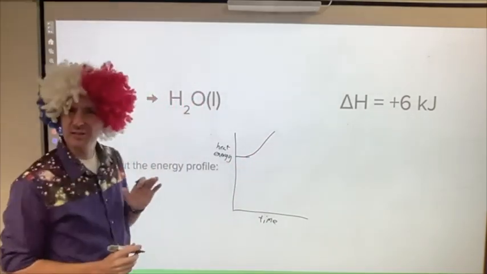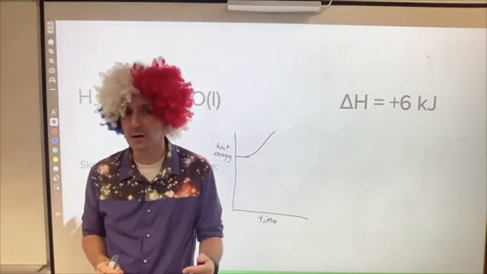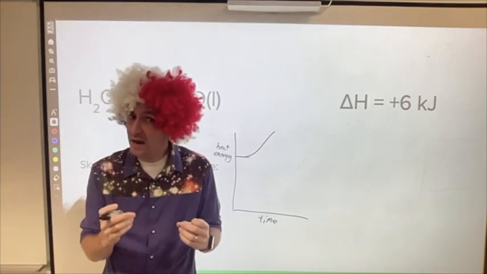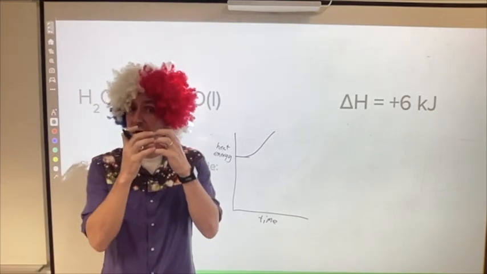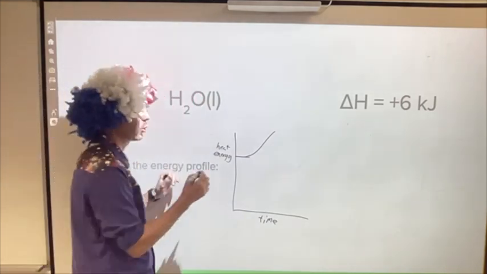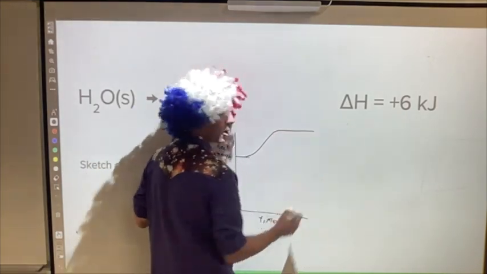All right? Now this is why I said this one is a little bit tricky, because in this one, we're not going to form new bonds, right? The bonds are already there. They're holding the water together as ice, and we're just weakening those bonds. And so really, this one is not going to have a hump. It's just going to flatten out like this.